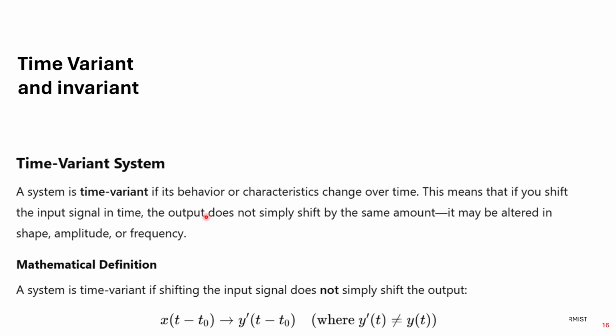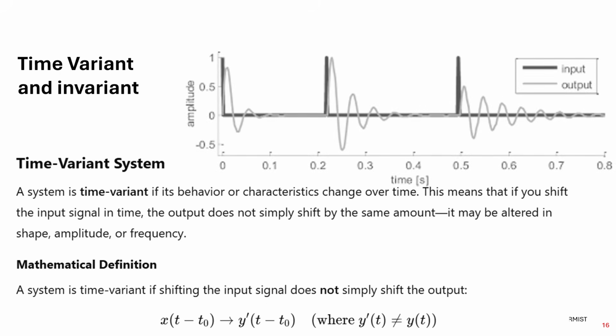So a system is time variant if its behavior or characteristics change over time. This means that if you shift the input signal in time, the output does not simply shift by the same amount; it may be altered in shape, amplitude or frequency, right? The entire thing will change, meaning the total equations will also change. But for time invariant, it will not change. So if you are shifting now, y dash t minus t naught will not be equal, right? So we'll see the example now.